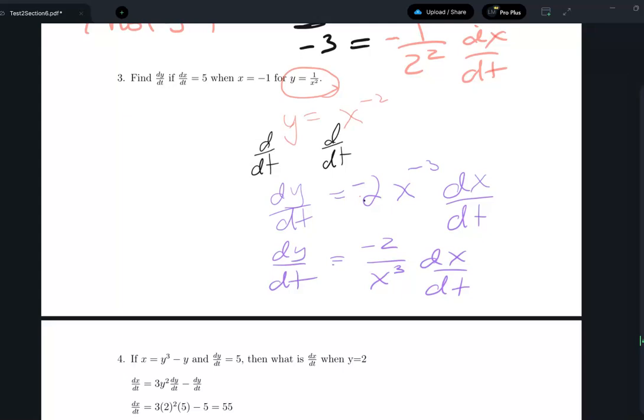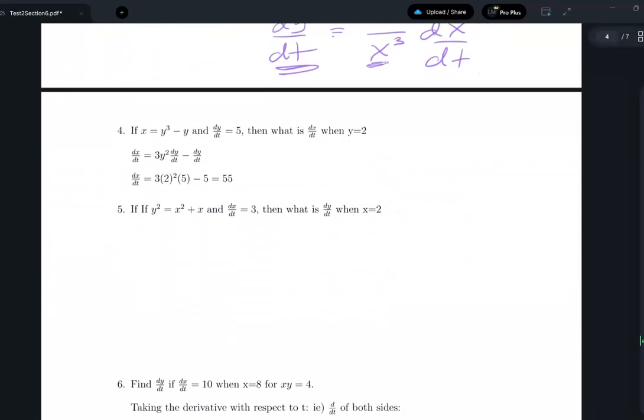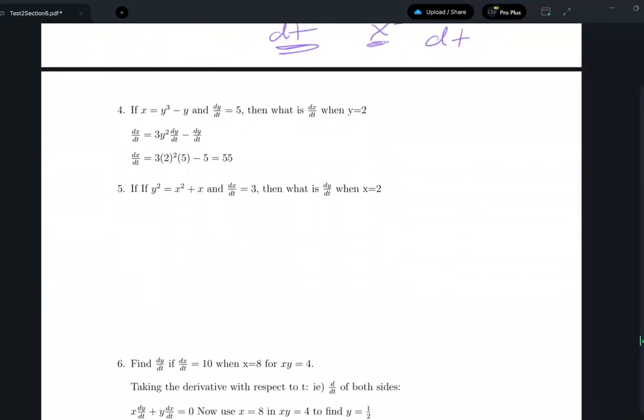Okay, so let's see what I've got to plug in. I'm trying to solve for that, and I want to plug in x equals negative 1. So let me bring it up here, dy over dt. So I'd have a negative 2, a negative 1 cubed, and then times a dx over dt, which is a 5. So this gives me a positive 2 times a 5, and that gives me a 10. And that's it.